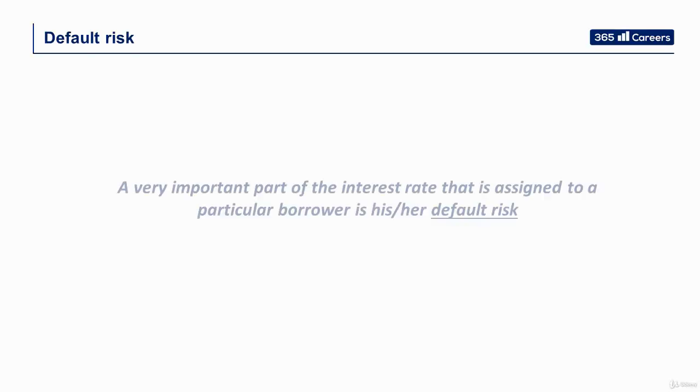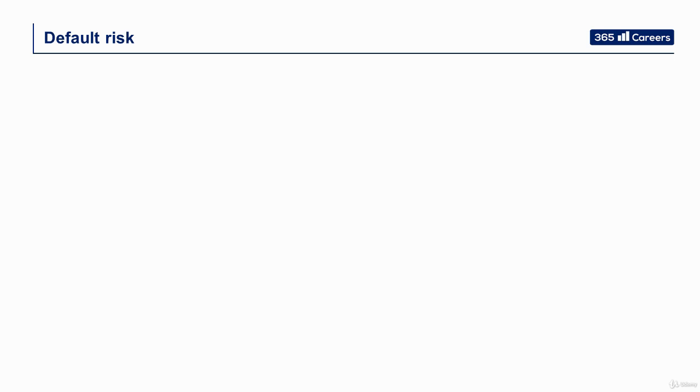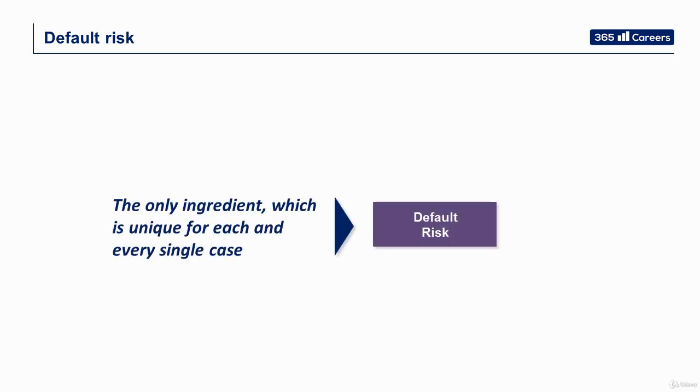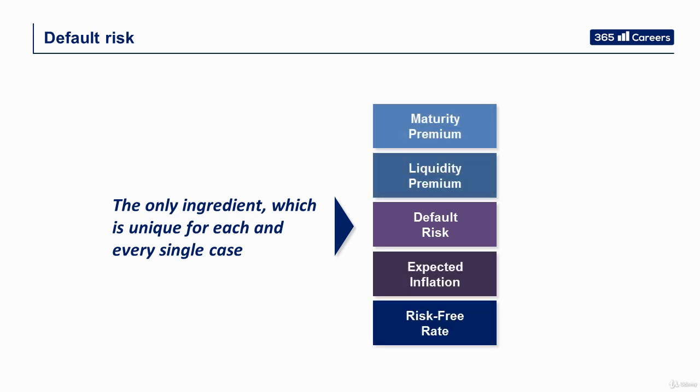A very important part of the interest rate that is assigned to a particular borrower, be it private or corporate, is his or her default risk. Considering the components that form interest rates, the default risk is the only ingredient which is unique for each and every single case. The other four components are common for most loans or are attributable to a large category. They are more or less standard.